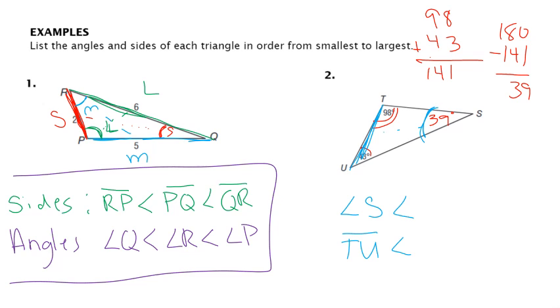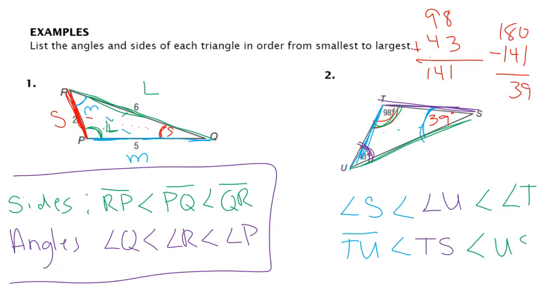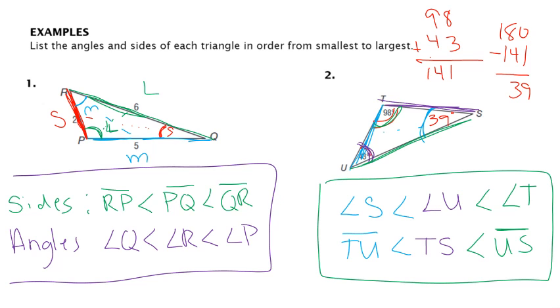For the middle length, I can see my 48 is the second smallest, or the second largest, or the middle one. So that's 43. So that would be angle U. That's opposite TS. And then finally the last one, I'm left with angle T, which is across from US. And so this would be our final answer in order from smallest to largest.